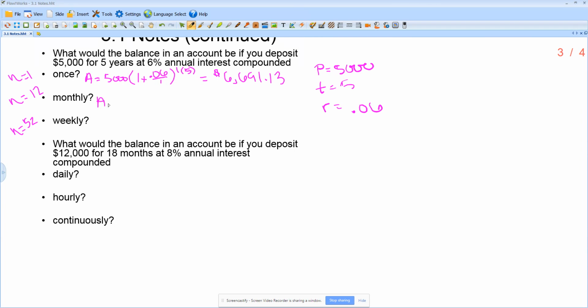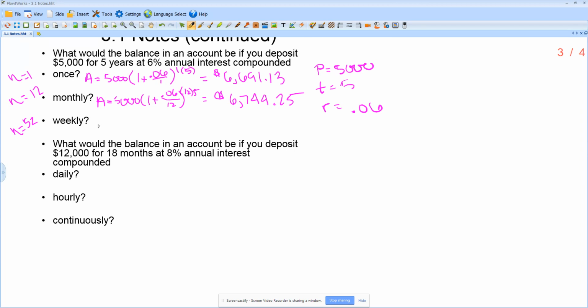Monthly, we have A equals 5,000 times 1 plus 0.06. The only thing that has changed here is N. So when we have R over N, this will now be 12, raised to the N times T, so 12 times 5. That's going to give me $6,744.25. So we got a little bit more money.